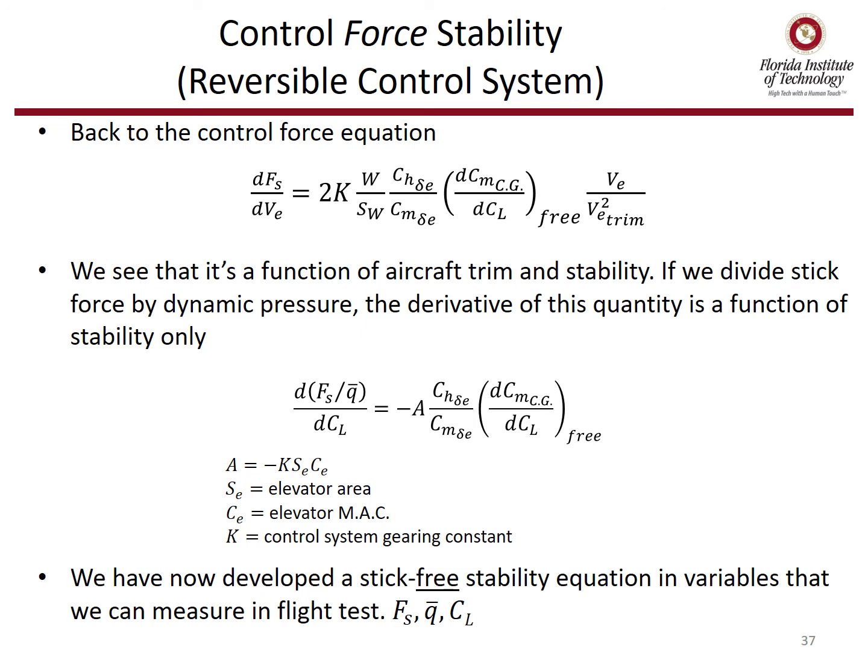And so we see here that most of the parameters are constant, and so the only way to get dCm/dCL to be 0 is if, on the left-hand side, d stick force divided by dynamic pressure divided by dCL is 0. Now we have an equation with variables that we can measure in flight. We can measure stick force, we can measure dynamic pressure, and we can measure CL.